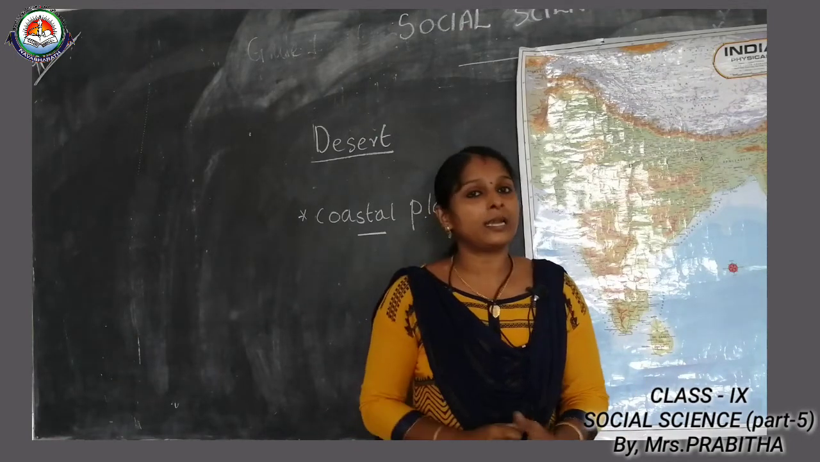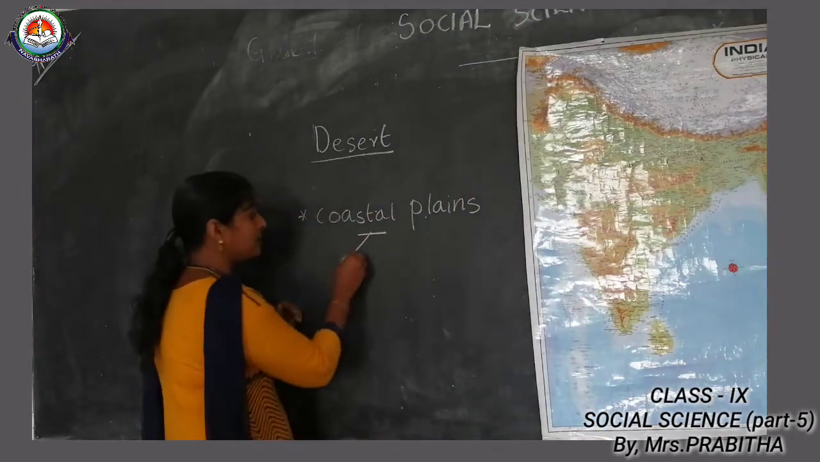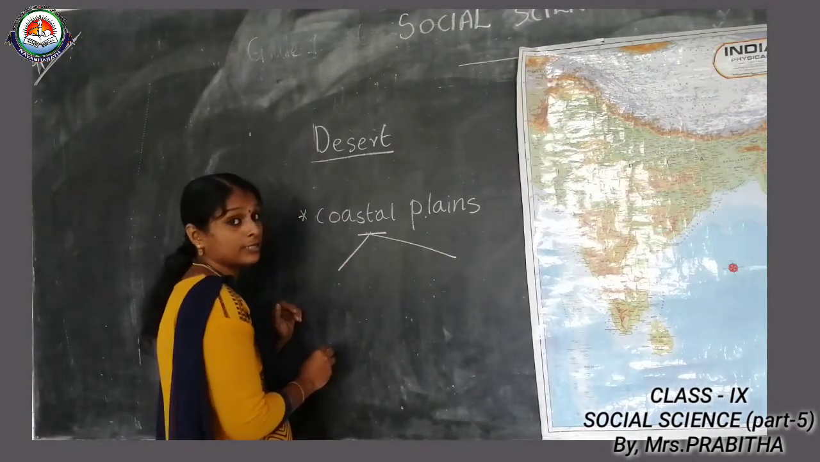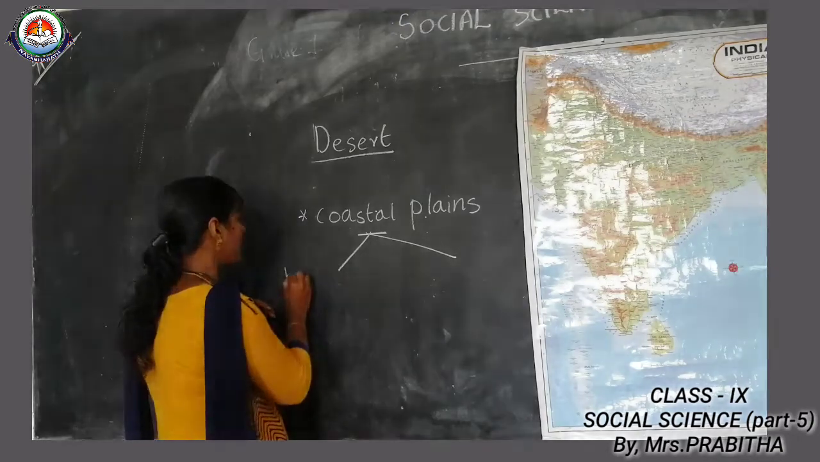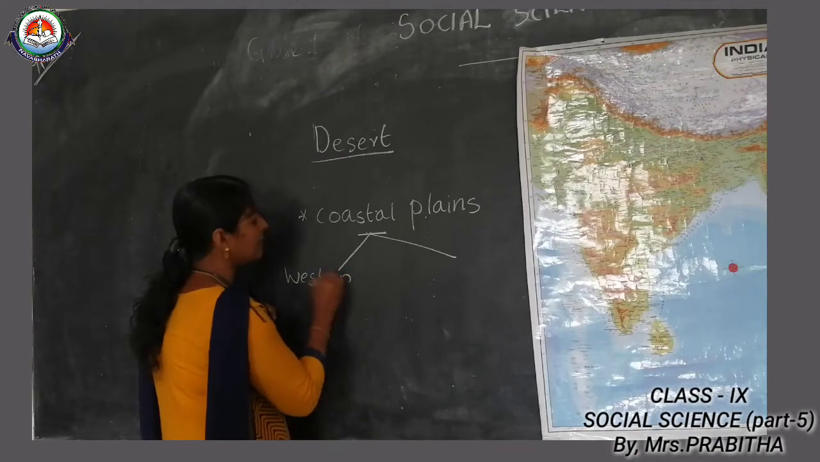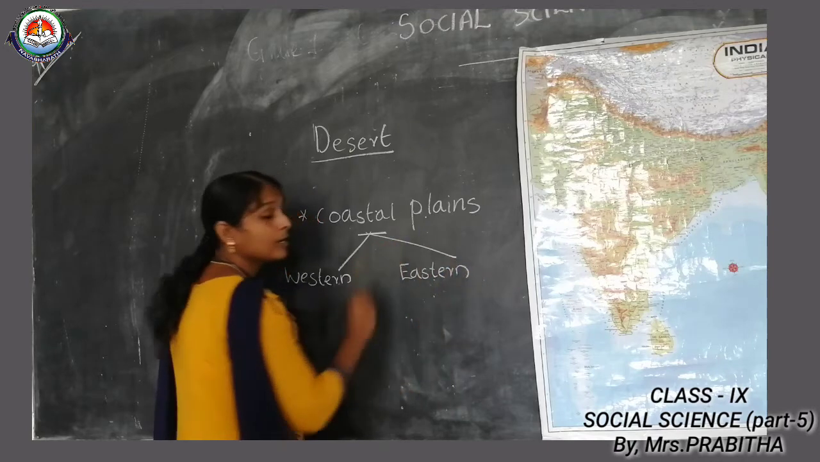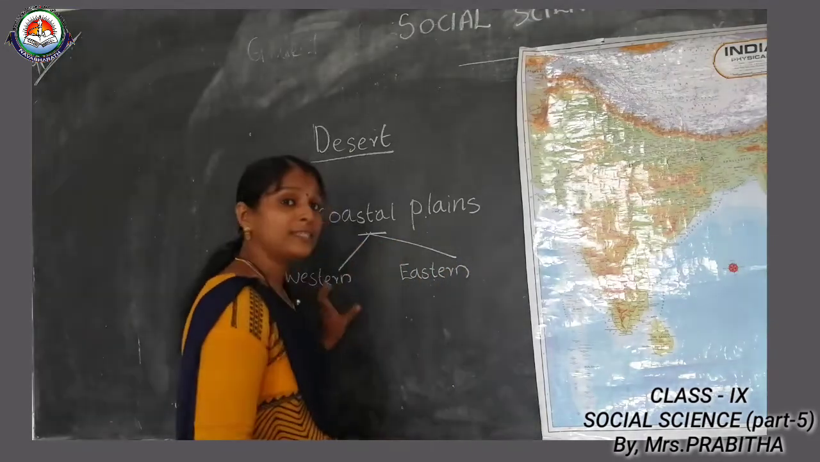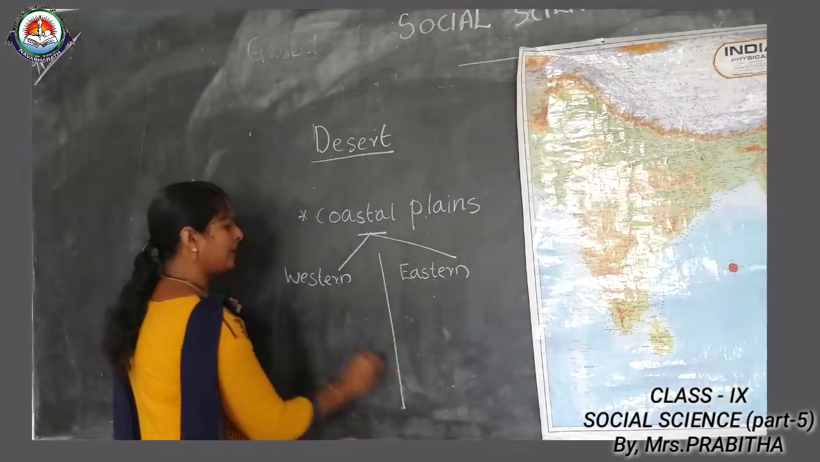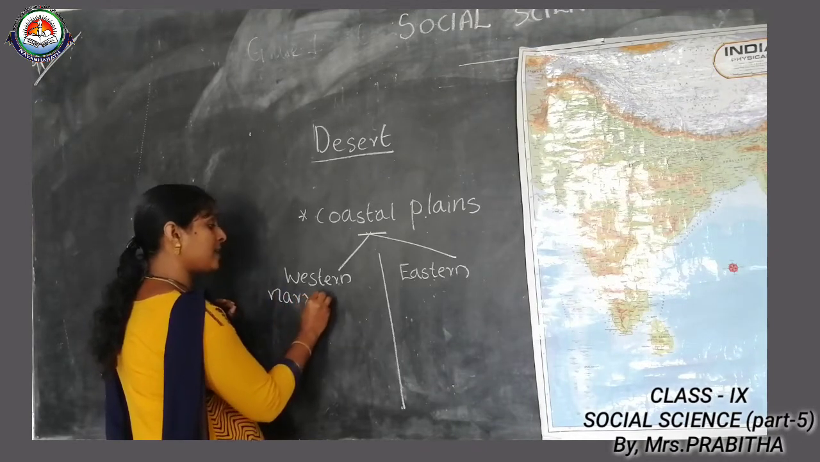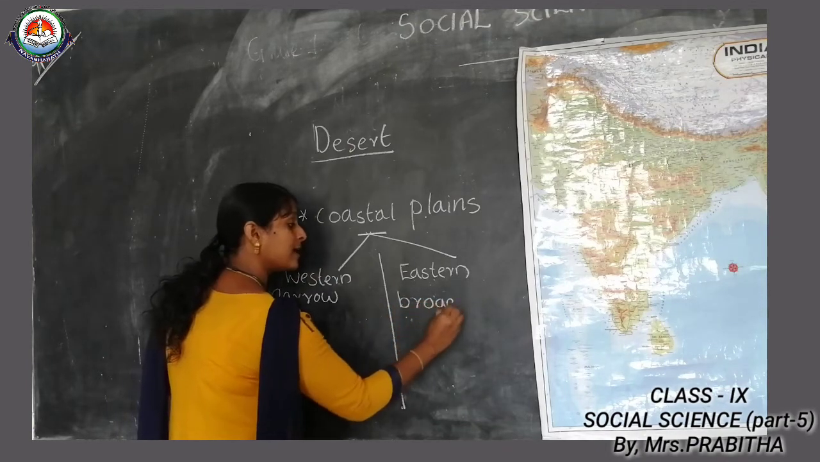There are two coastal plains. How many coastal plains? Two. Which are the two coastal plains? The first one is the eastern coastal plains and the second one is the western coastal plains. Then western coastal plains are narrow, but eastern coastal plains are broader.